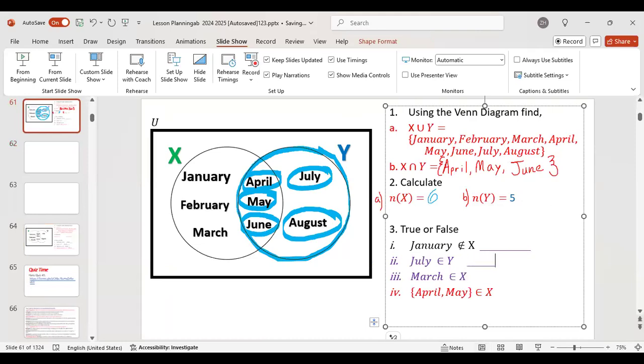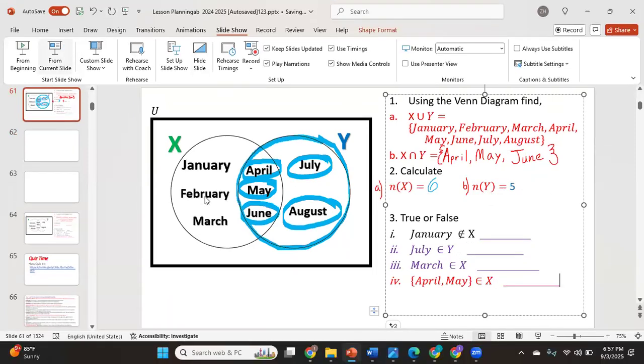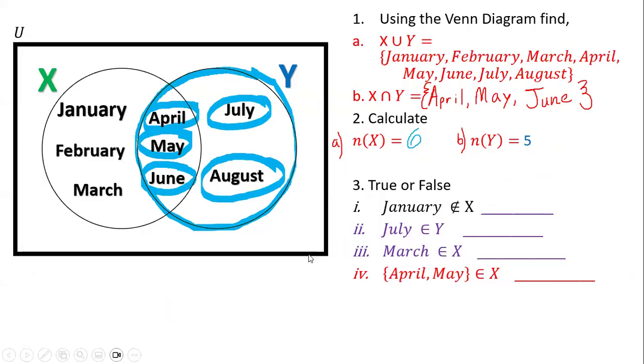All right, so let's move on to the next one. For number 3, obviously we're going to do the same thing. We're going to write true or false for each of the things. And so let's go ahead and figure it out.